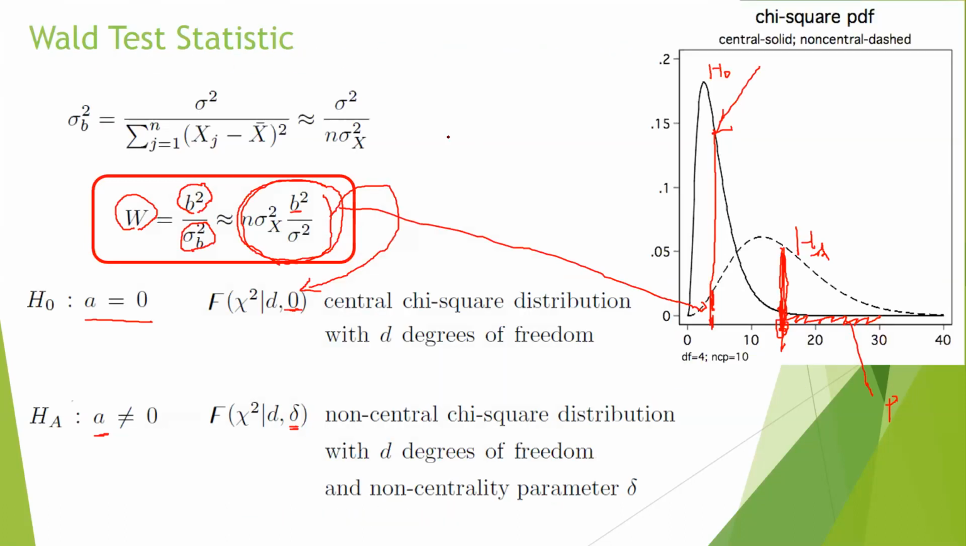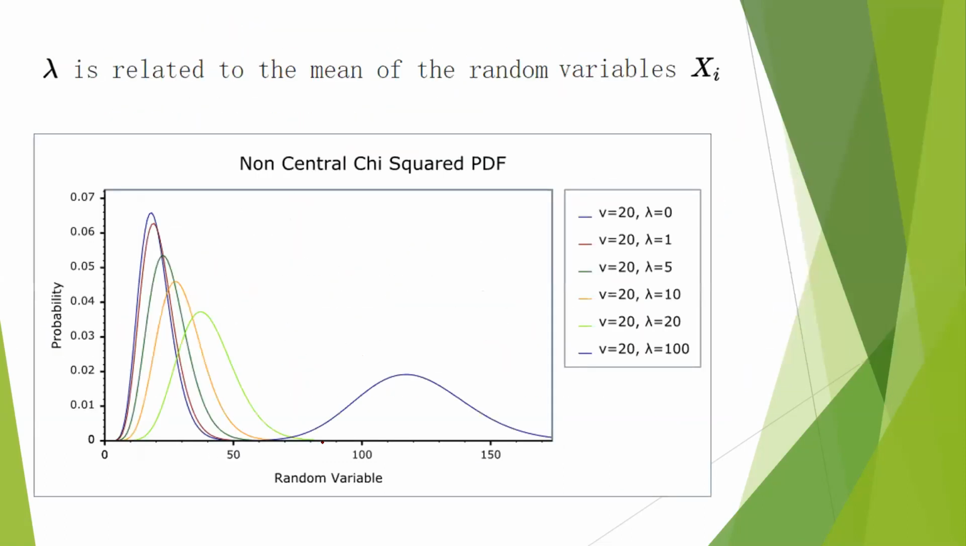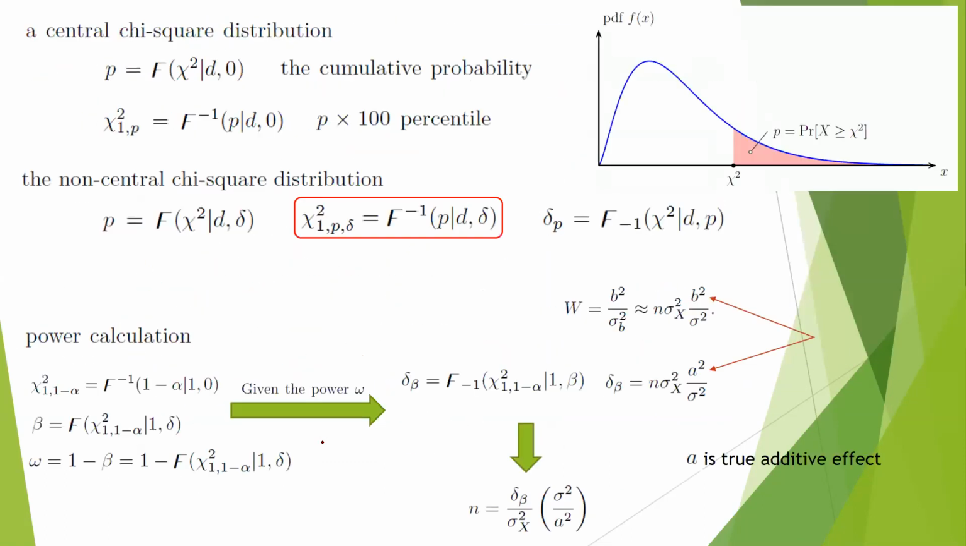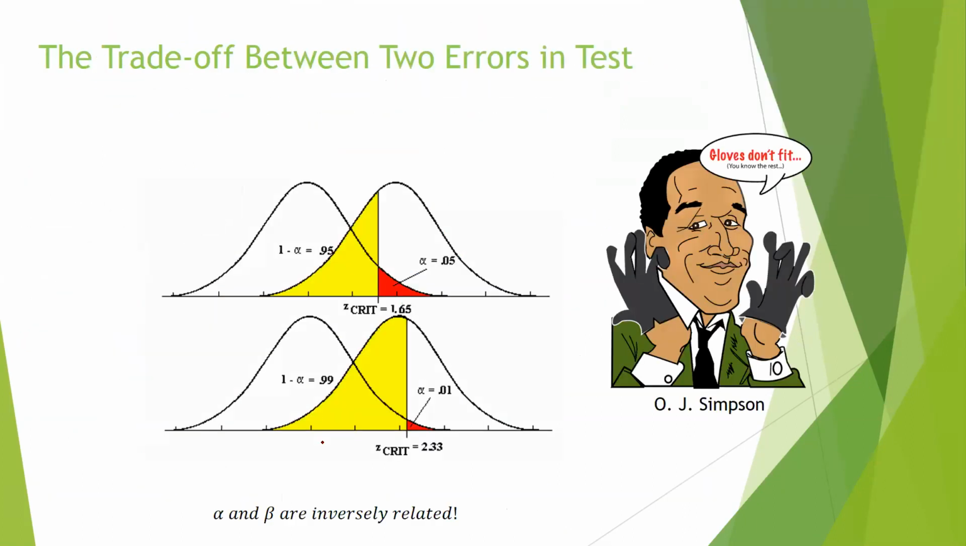I have a question about, is there any relationship between A and the non-centrality parameter, delta? You mean this and this, right? Yeah, is there any relationship between A and this one? Yes, of course. We're going to talk about the relationship between these two things shortly, to help you to do the power calculation. Good question. So far, any questions with this test?